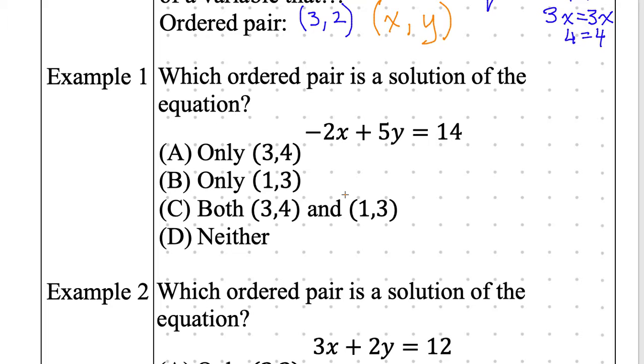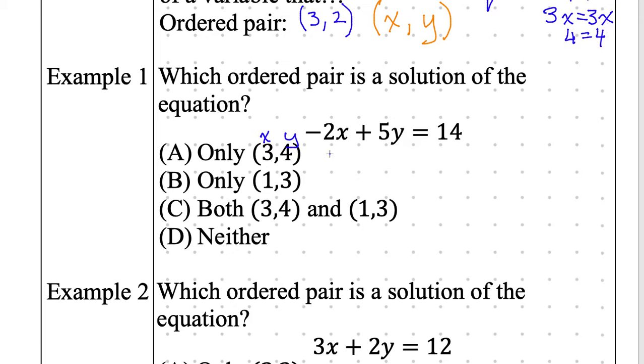Example number 1, which ordered pair is a solution to the equation? So for each of these possible choices, we have 3, 4, 1, 3, and it could be maybe both of them. So we have to check each of these. That means that 3 right here is going to be substituted in for x, and that 4 is going to be substituted in for y, and we're going to check to make sure that the left is equal to the right. So here we go.